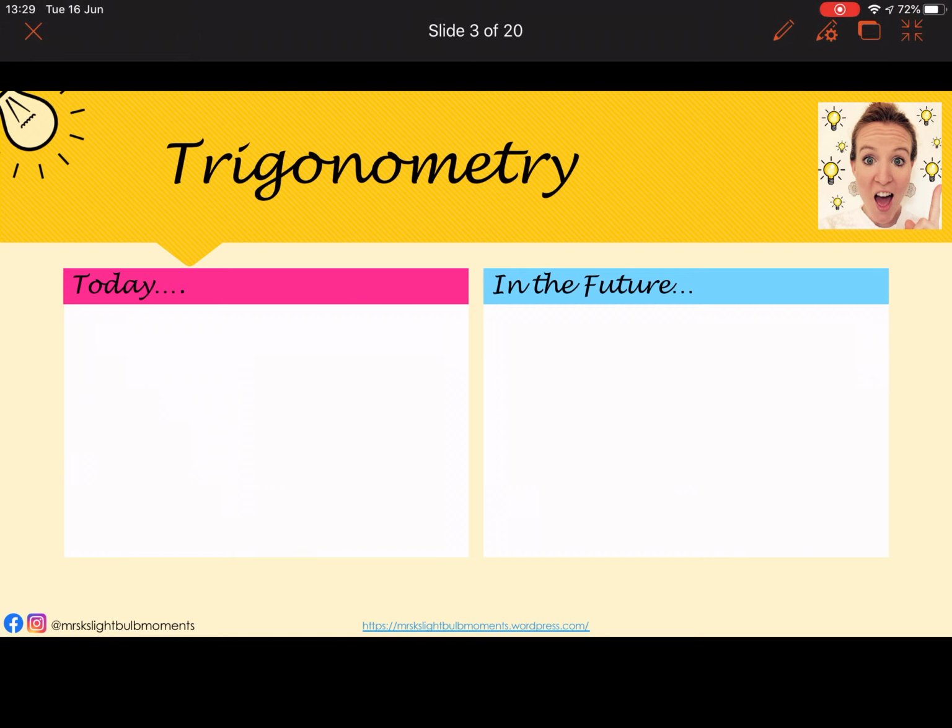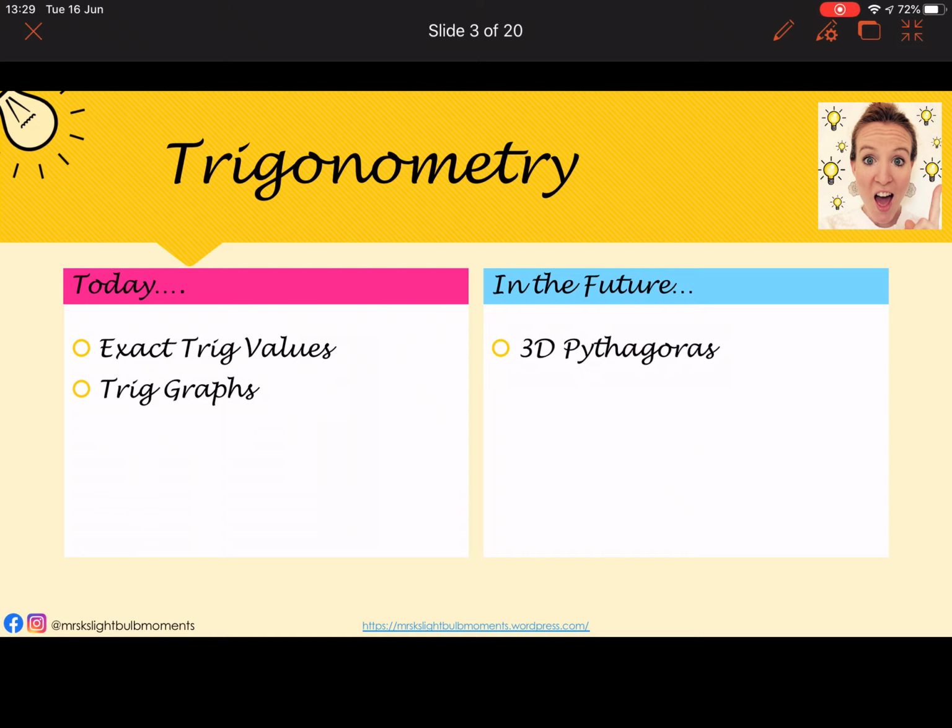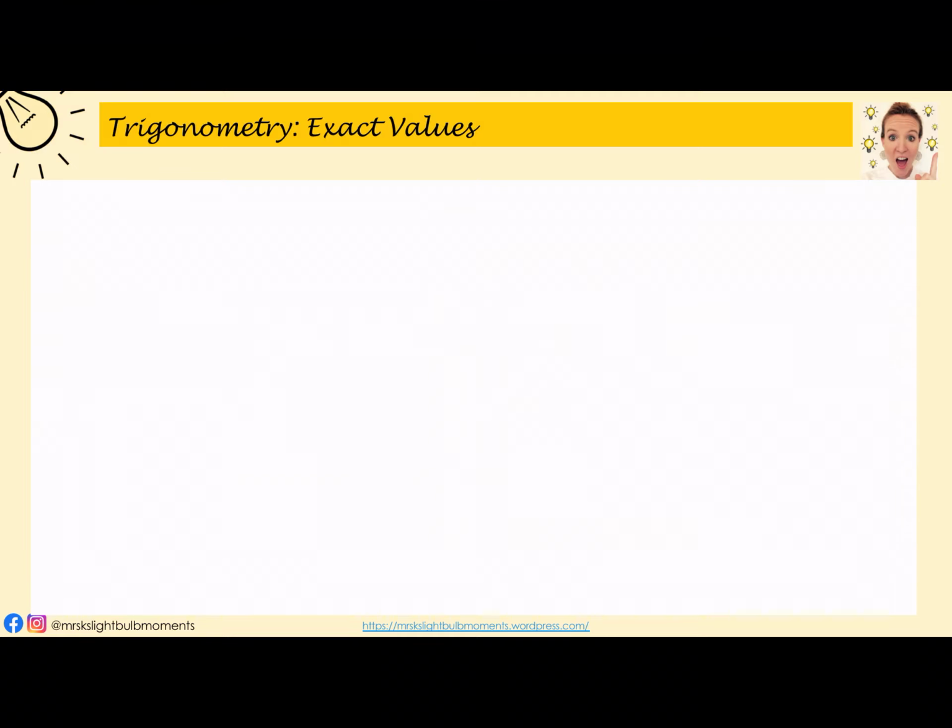So, today we are going to look at exact trig values and trig graphs. In the future, that means we still have to cover 3D Pythagoras, 3D trigonometry, and the sine and cosine rules. So just to give you a bit more of an update on where we are within our trigonometry topic. Okay, so we're going to start off looking at the exact values.